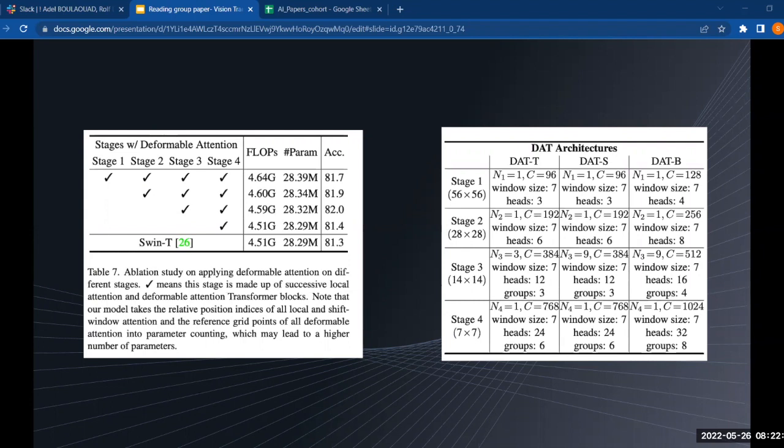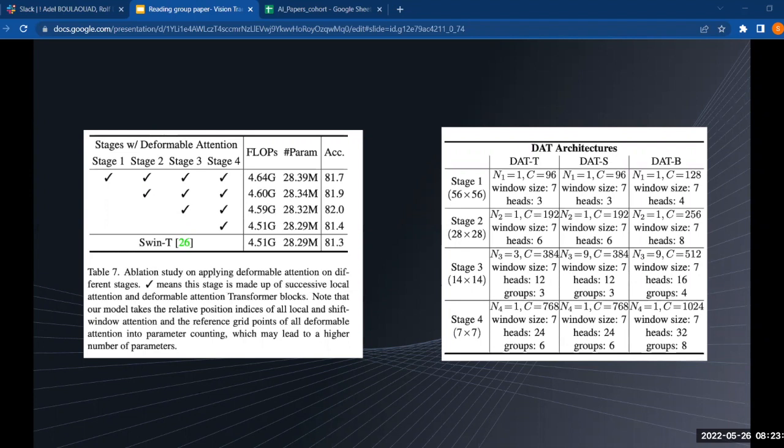So the maximum accuracy we could achieve was in the setting where the deformable attention was in only stages 3 and 4. And the floating point operations, which is how many operations the model performs, was 4.59 as opposed to 4.64 when we put the deformable attention in the other stages as well.